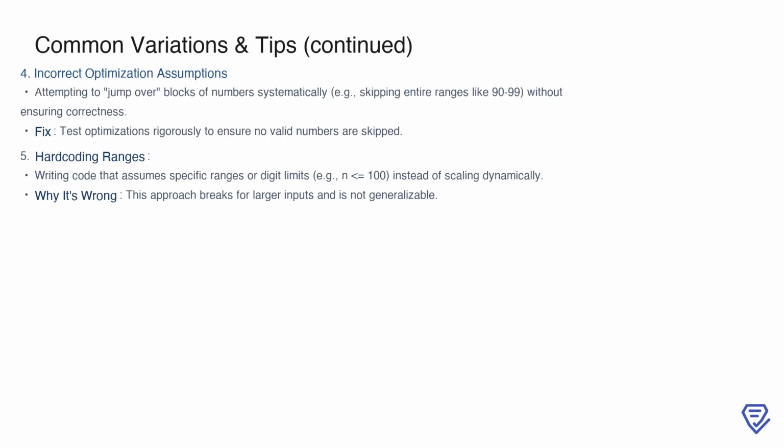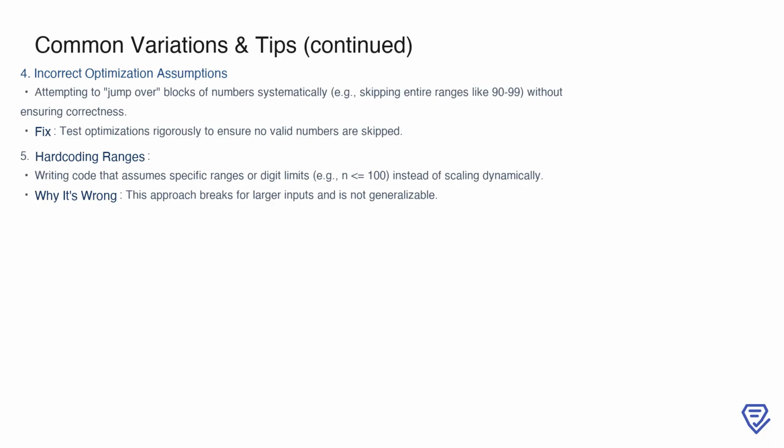Another mistake to watch out for is making incorrect optimization assumptions. For instance, some attempt to skip entire blocks of numbers, such as 90 through 99, without carefully verifying that no valid numbers are missed in the process. Any optimization like this must be rigorously tested to ensure correctness.